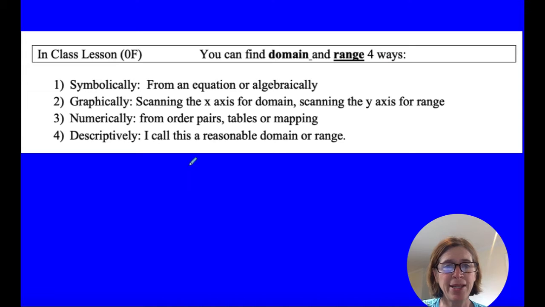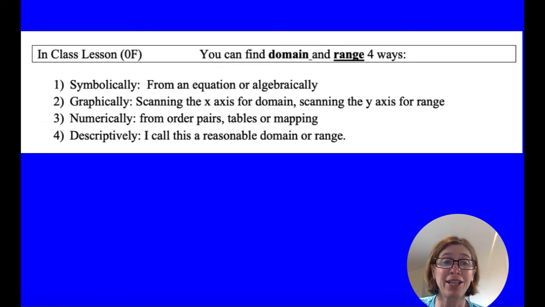There are four ways that you can find domain and range: symbolically from an equation, which means algebraically; graphically by scanning the x-axis for the domain or scanning the y-axis for the range; numerically, so from ordered pairs, tables, or mapping; and then descriptively, I like to call this the reasonable domain and range. So I've created four videos, one on each, for you to get an idea of domain and range.